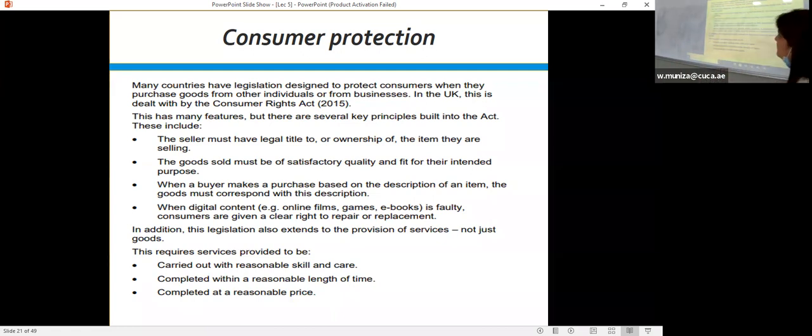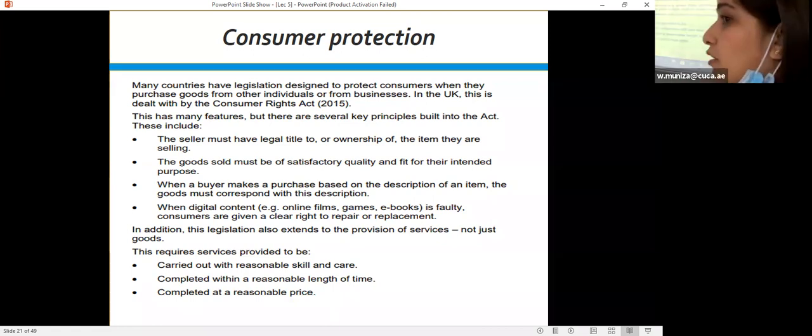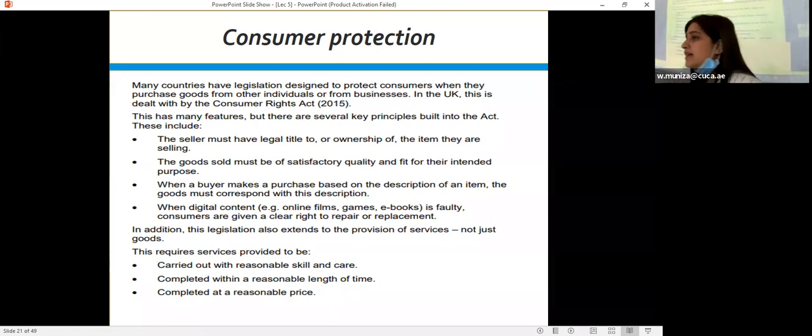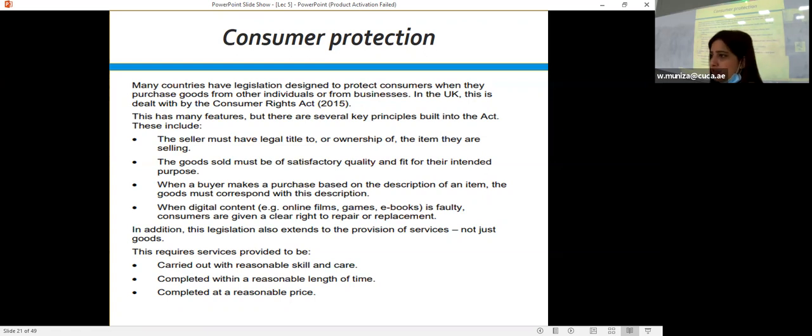So this has many features, but there are several key principles built into the act. These include the seller must have legal title to or ownership of the item they are selling. So the first way to protect the rights of the consumer is that whatever is being sold by the seller must be in his own ownership. If I am selling this seat to you, this seat must be in my ownership. The title to this seat should be in my name. Only then I have the authority to sell this seat to the particular other individual.